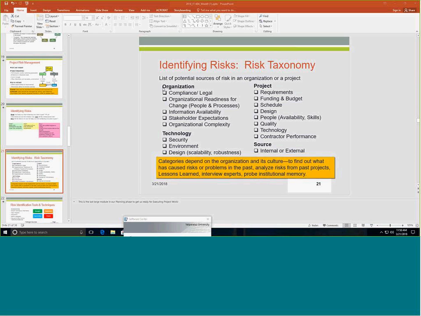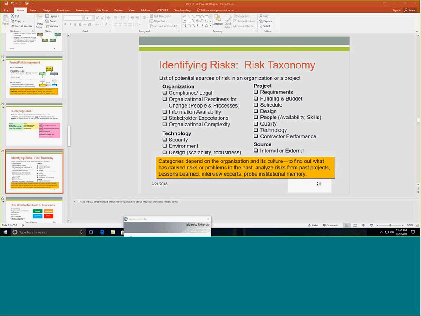So some of these are organizational. In other words, are there any compliance or legal risks? Are there any laws that you don't know about? Are there any new regulations that are being developed as you're running your project, so that you may have to change some of your code or some of your design in order to comply with new regulations that are about to come out, right? Are people not ready? Are your users not ready to accept your new product? That can happen too.